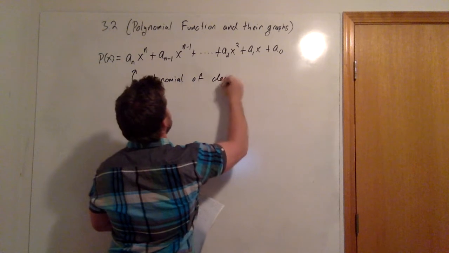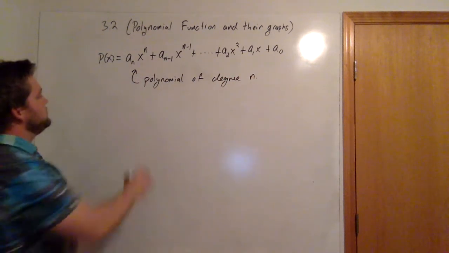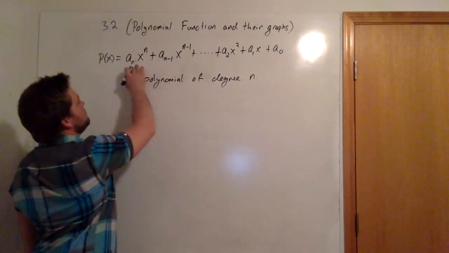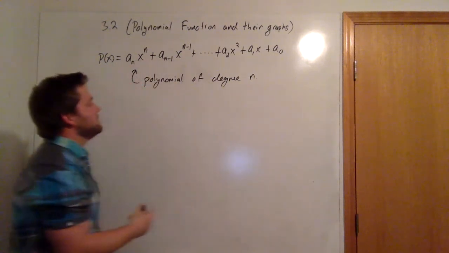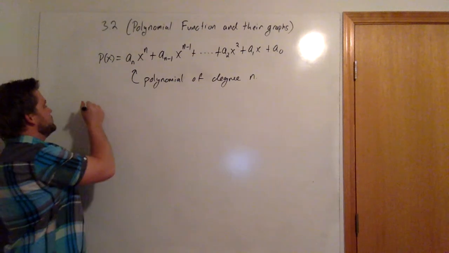of degree n. The word polynomial means many terms. In this case, we have multiple terms. Terms are things that are separated by addition. So we have many terms. Okay, so let's do an example, and let's get some of the lingo.